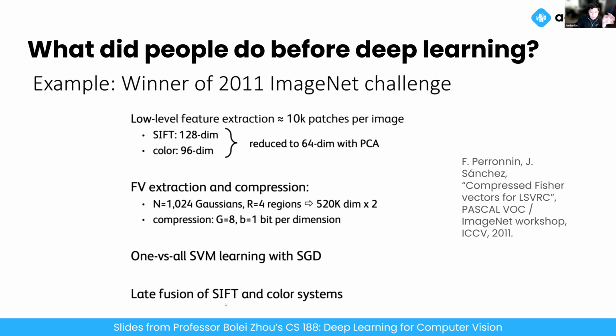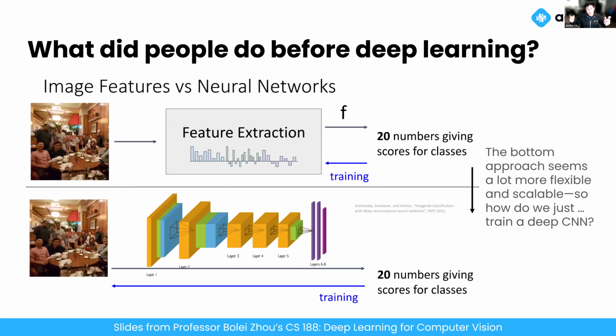And then there's some fusion of SIFT and color system. But the point is, this is what computer vision looked like. This is what classification looked like. And it looked okay, but the issue is what we're currently doing is the things at the top, right?